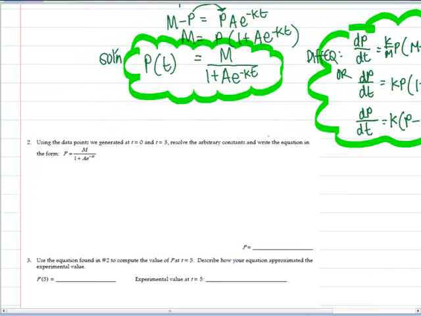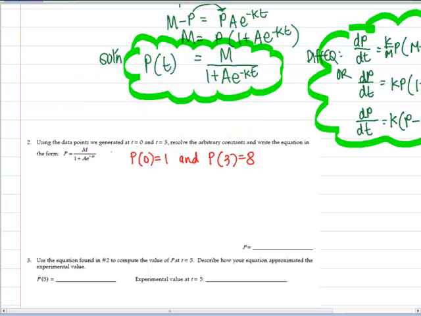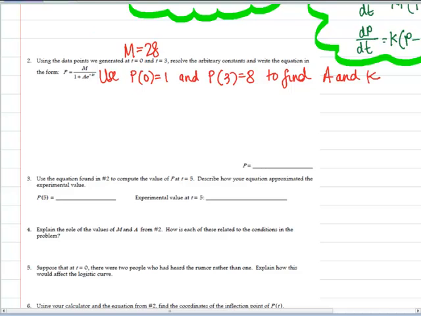Using the data points we generated at t equals 0 and t equals 3, so that means P of 0 equals 1, P of 3 equals 8, we're going to use this to find A and k. And our maximum carrying capacity was 28. Using our solution, P equals M over 1 plus A e to the negative kt power, I'm going to find A and I'm going to find k.